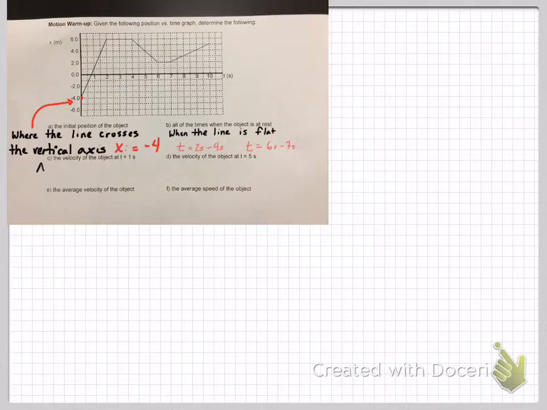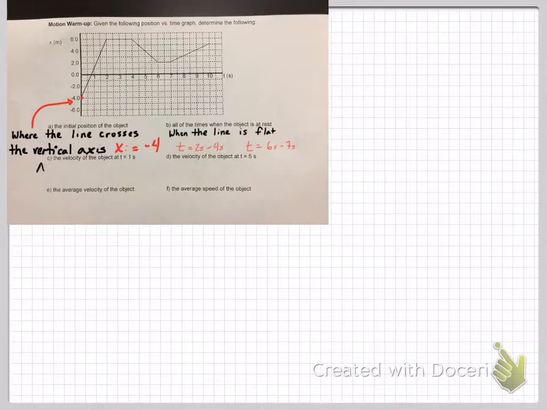Those are the two moments where I am standing still. I started at -4, I walked forward and stopped at 6 meters away from the motion sensor and stood still for 2 seconds. So it took me 2 seconds to get to 6 meters, and then I stood still from 2 seconds to 4 seconds, then I moved again and then stood still from 6 to 7 seconds.